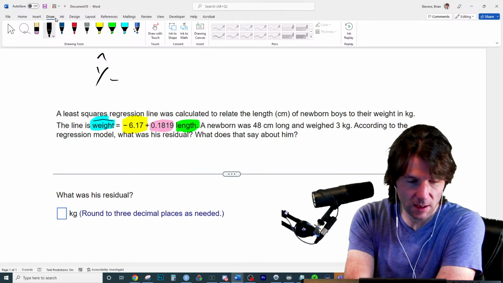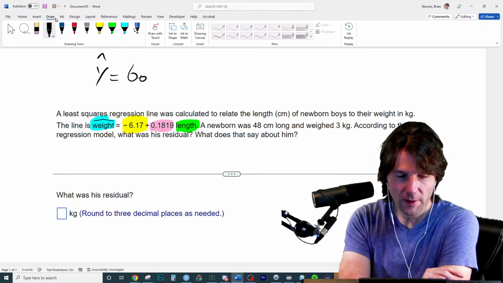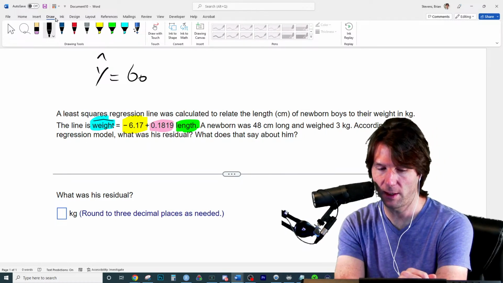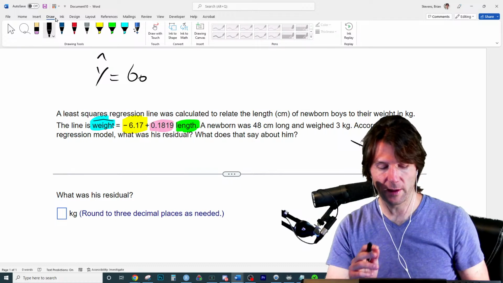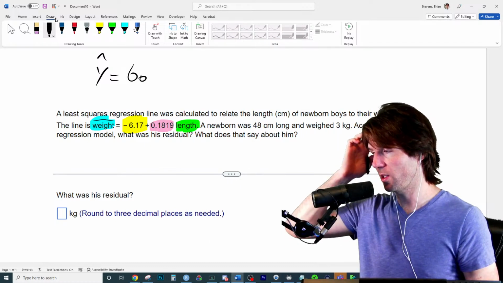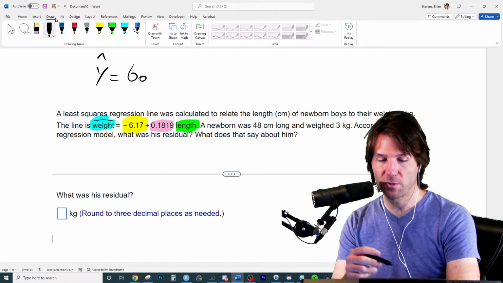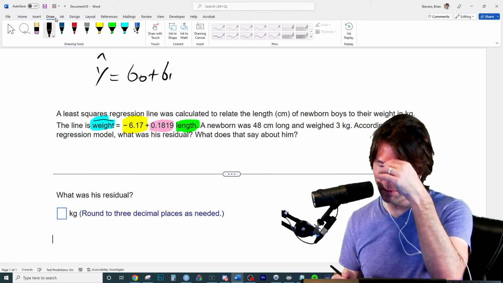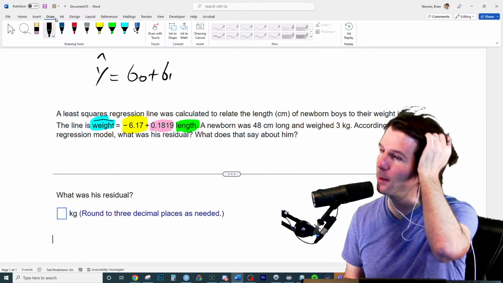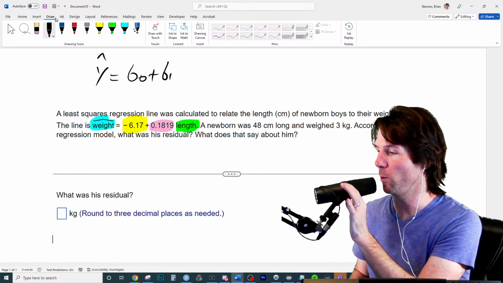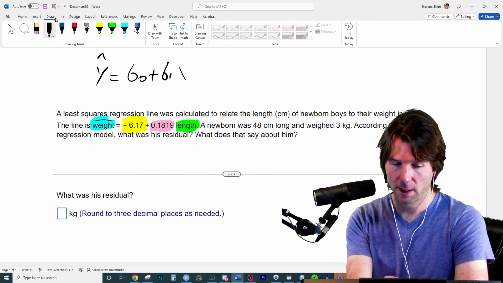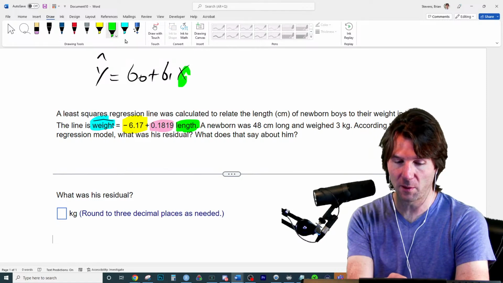Then this is the intercept. That is the value of a baby of length 0, expected to be negative 6.17 kilograms. So that's an illogical or meaningless intercept. The slope is pink for, that means for each 1 unit increase in length of a baby, we expect its weight in kilograms to increase by 0.1819. And the X variable of interest is the length. So there's the equation right there written out for you.